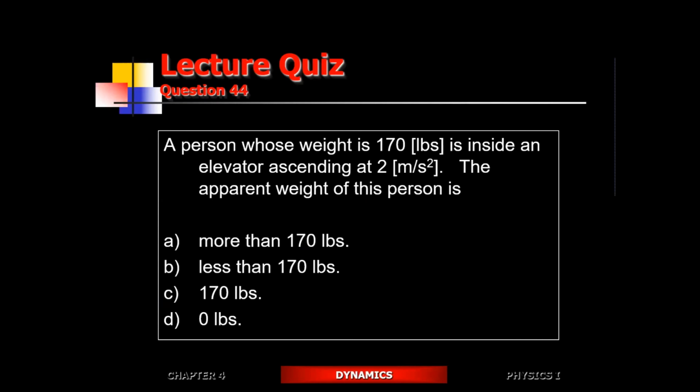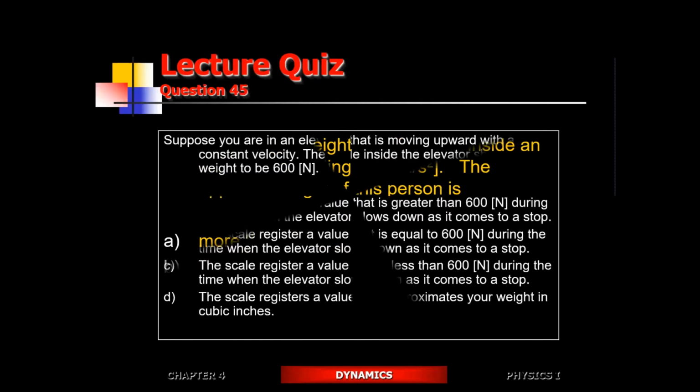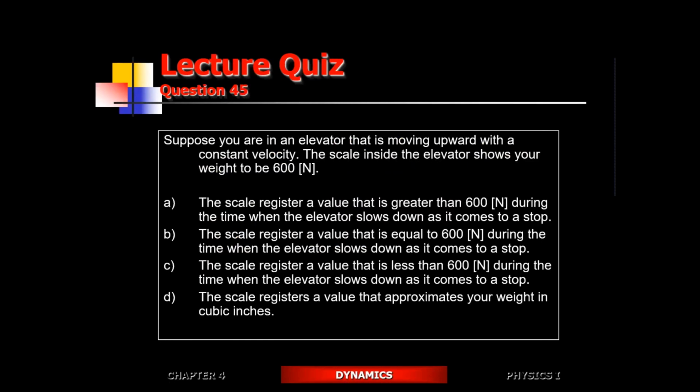All right, so what do we have? We got a 175-pound person when the elevator is ascending at 2 meters per second squared. So the elevator is accelerating in the upward direction. Right? So when the acceleration is in the upward direction, you will appear to weigh more, right? So it's the best answer. All right, so pick out the best answer for this one.